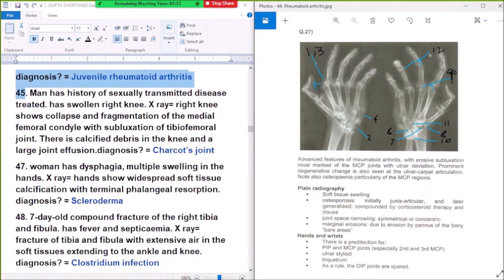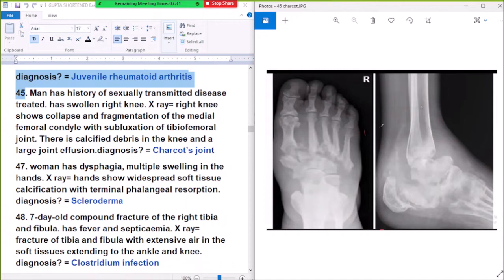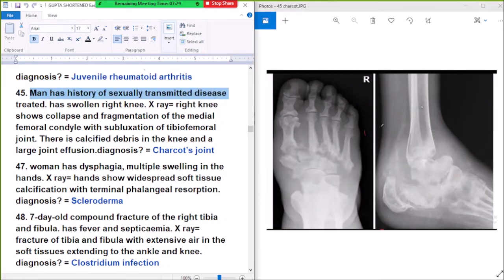Question number 45. A man has a history of sexually transmitted diseases and has a right knee problem. X-ray of the right knee shows collapse and fragmentation of the medial femoral condyle with subluxation of the tibiofemoral joint. There is calcified debris in the knee and a large joint appearance.